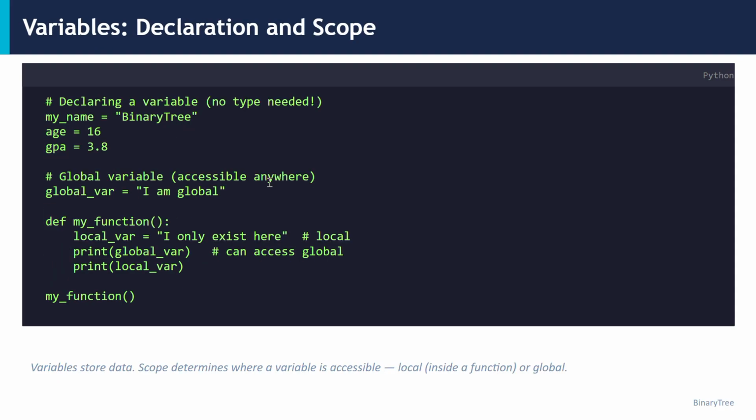Next, let's look at variables, which are basically just containers that store data. The beautiful thing in Python, you don't declare a type, you just write the name, an equal sign, and the value. On screen, my_name, the variable, holds text. Age holds a number. Now notice the idea of scope. A global variable defined outside any function can be accessed anywhere, but a local variable defined inside a function only exists inside that function. Scope simply answers where in my program can this variable be seen.